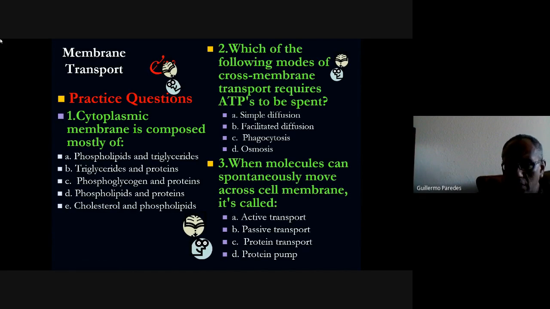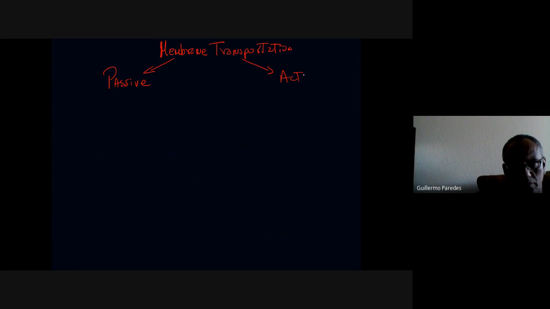All right, this is very important to understand glucosuria, to understand diabetes, to understand diarrheas. So we have here the membrane transportation. Again, the membrane transportation, I know. Membrane transportation is going to be divided into passive and active. Passive, no energy. Active, yes, energy.